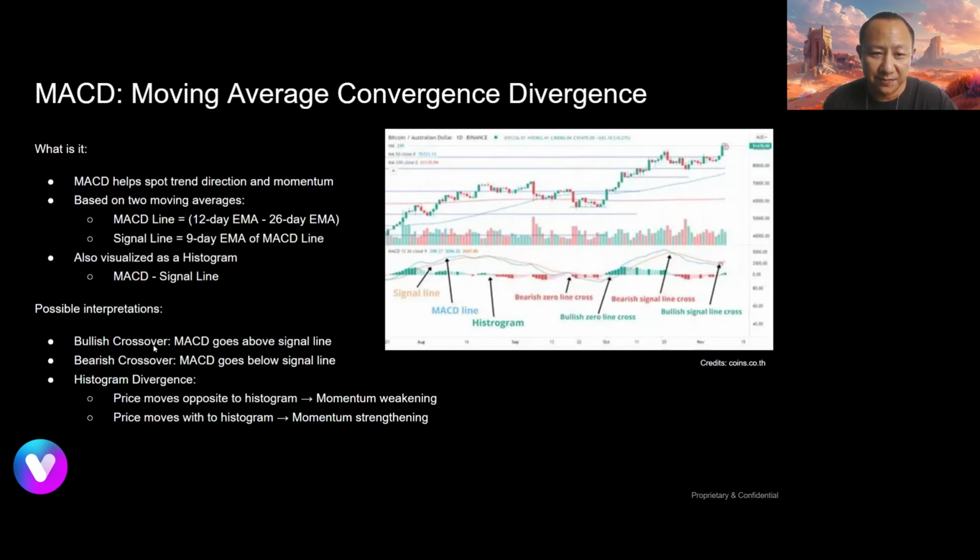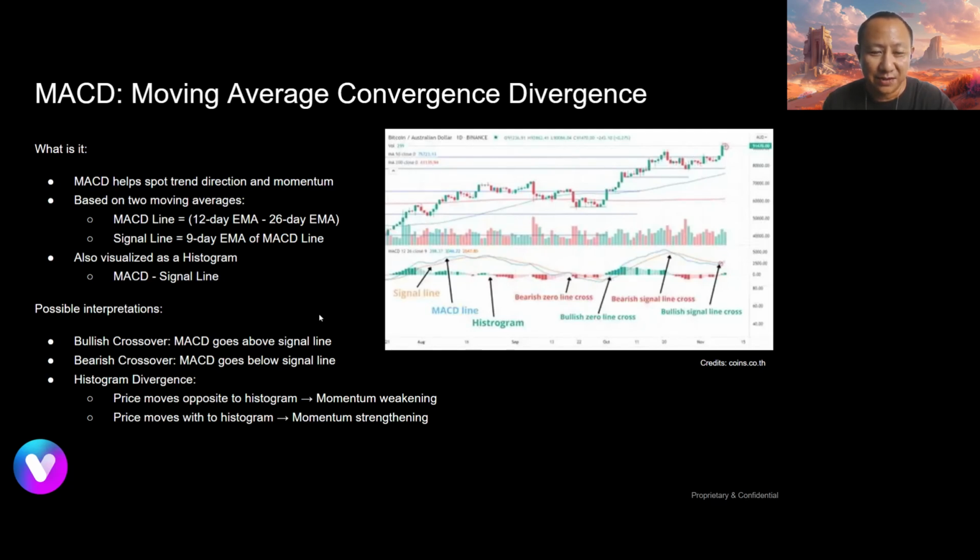So again, there are two general categories: a bullish and bearish crossover, when the two lines cross, and also when the price moves together or opposite to the histogram, where momentum is weakening or strengthening. All right, so that's how to read the MACD chart. Usually if you pull out your favorite charting software, it could be TradingView or any other charting software, and you just select MACD, you will get this nice chart over here, and you can practice looking at the MACD chart according to your preferred crypto or stock. All right.